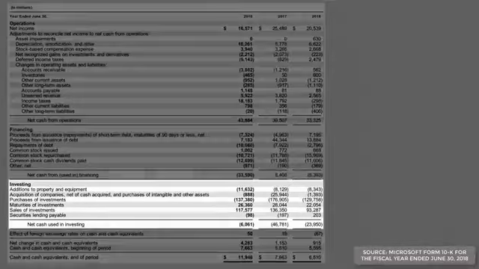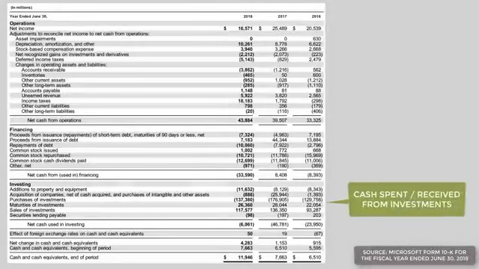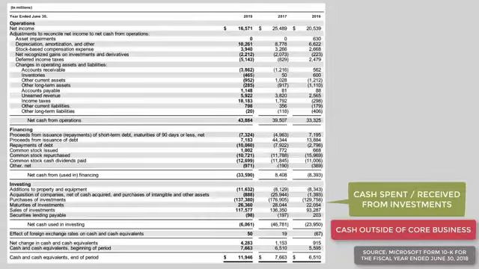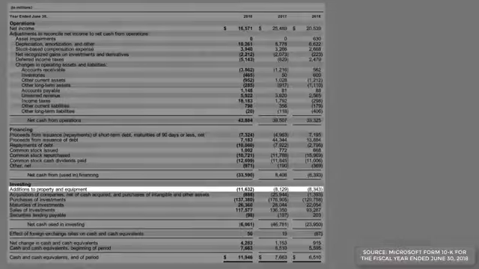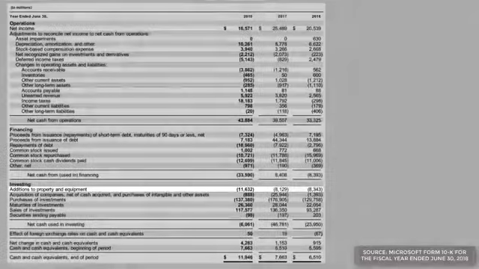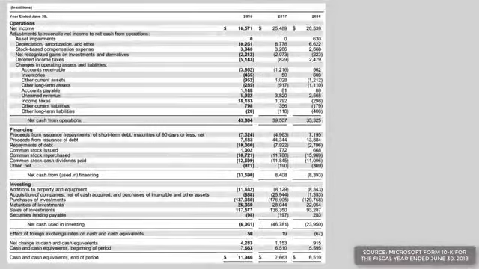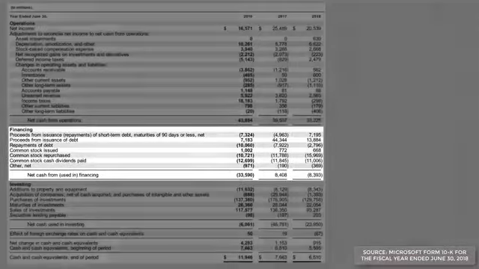Then we have the cash flow from investing activities. As the name says, this is either cash spent on investments or cash received from sales of investments. In other words, it's outside of the primary business activities of selling products and services. In this section, we can see if the company purchased assets like machinery and equipment, or maybe even acquired another business. Last one is the cash flow from financing activities.